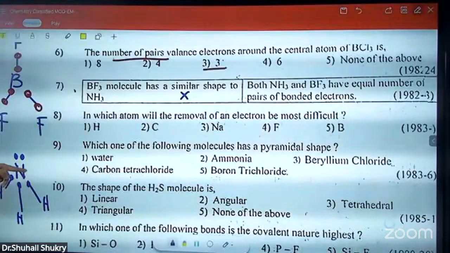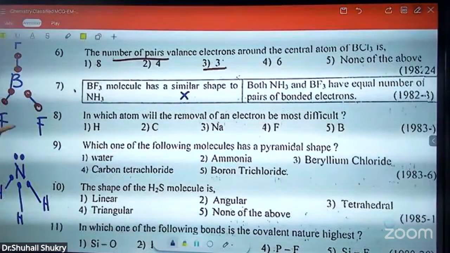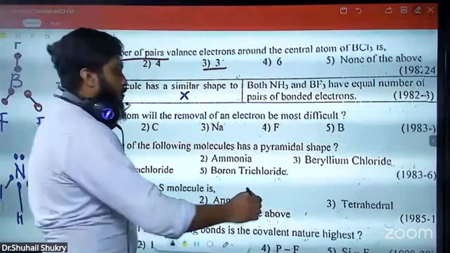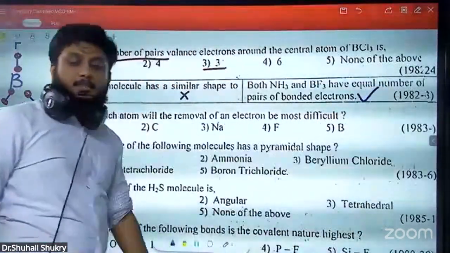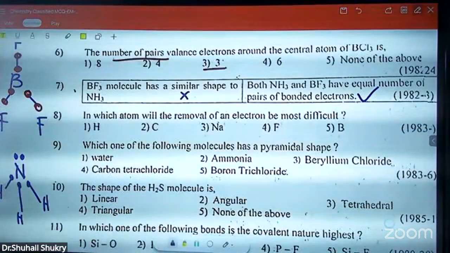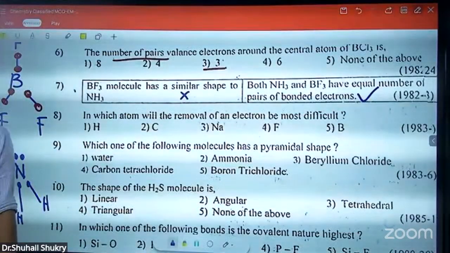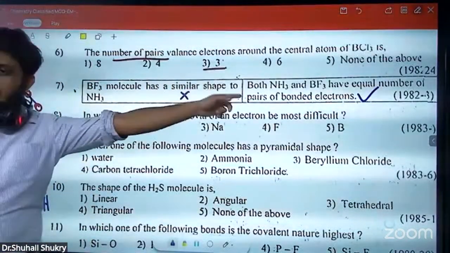These have 6 bonded electrons. These have how many bonded electrons? 6 electrons. That is true. First one false, second one true. Which one is the answer? The answer is the fourth one, right? You all know that, right? First one wrong, second one correct, so the answer is the fourth one.